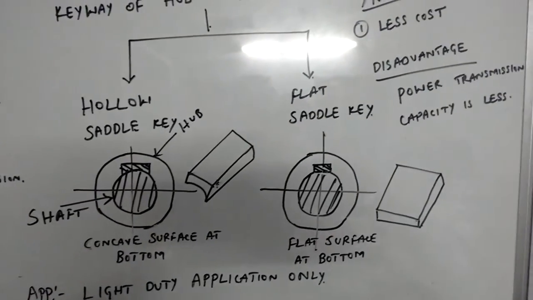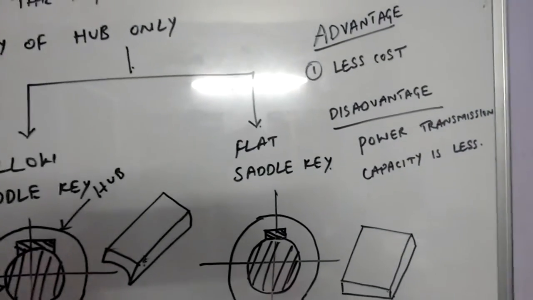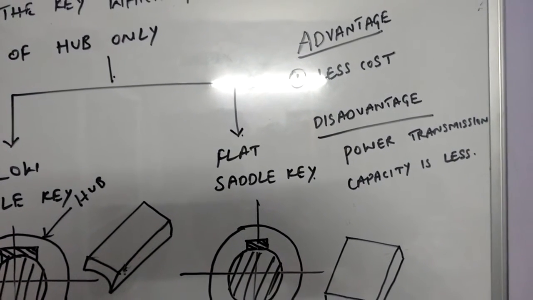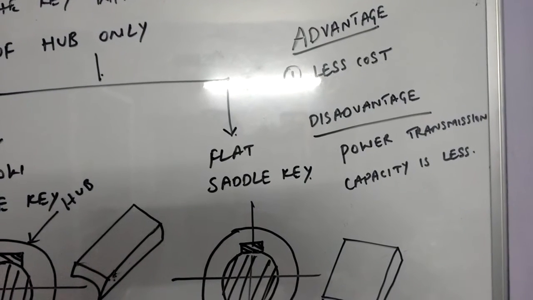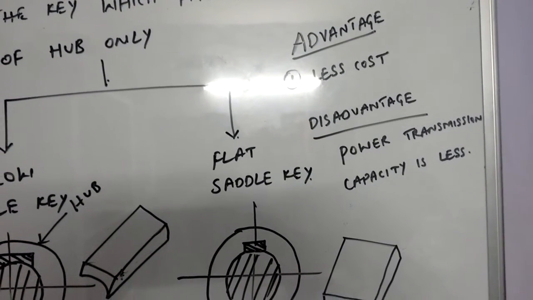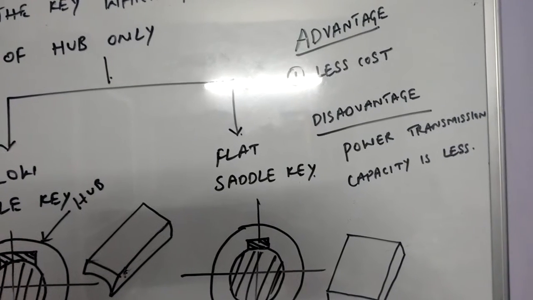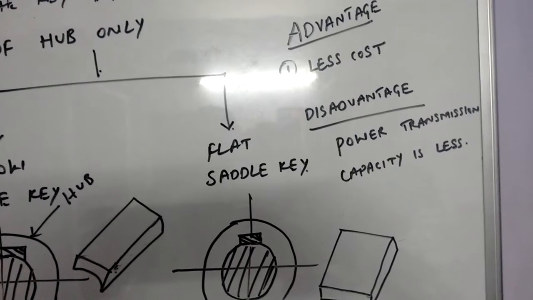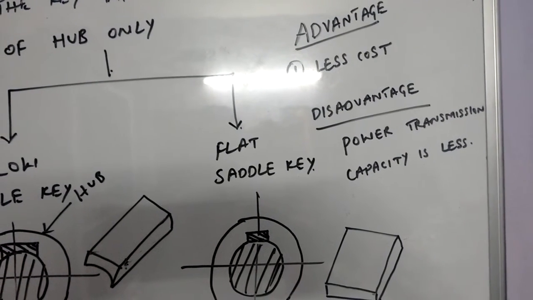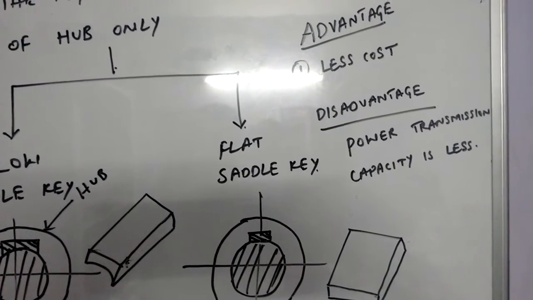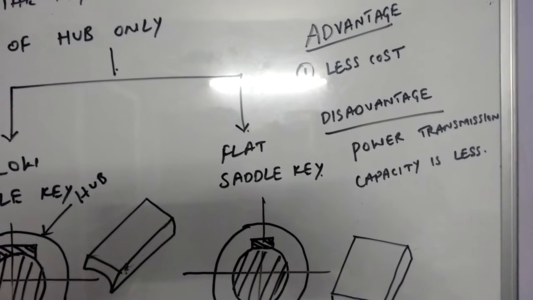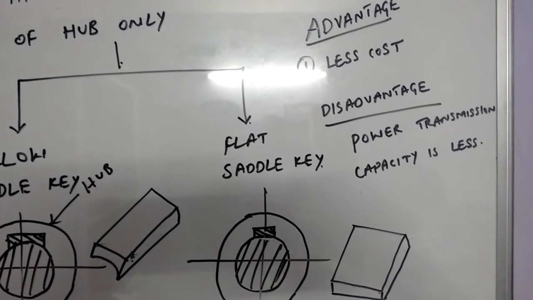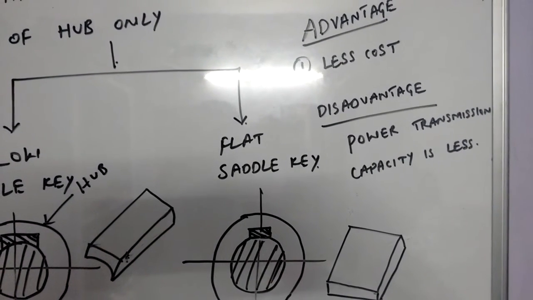When coming to the advantage part, saddle keys are less in cost. Why? Because only one keyway is necessary to fit the key, whereas if you take a sunk key, two keyways are required to fit into the shaft and the hub. Therefore, the machining will take less time. Obviously, it leads to less cost.